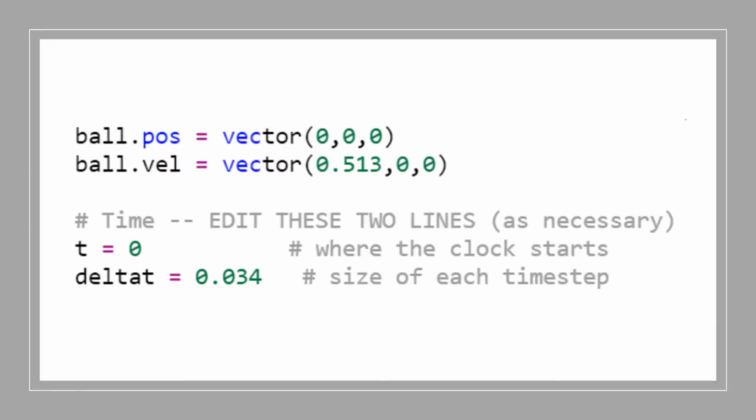To find the initial velocity of the ball, I used the first two displacement measurements from the observation video and calculated the change in displacement over change in time, which was found to be 0.513 meters per second. These values were inputted into the ball's velocity, and initial position of the ball was set to be at the origin. Additionally, the parameter of the time step was set to be 0.034 seconds.